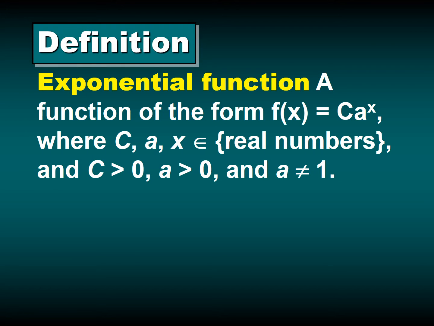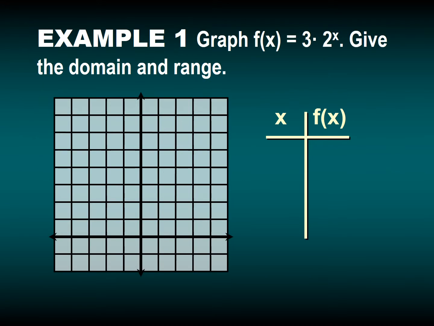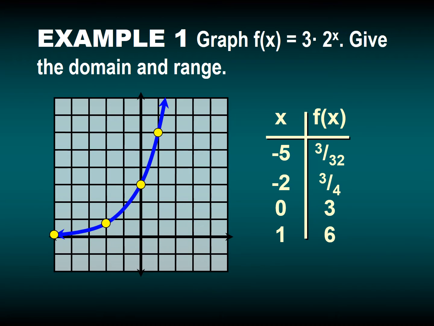So it has the form of this, c times a to the x, where c and a are real numbers, and c has to be bigger than 0, and a has to be bigger than 0, and a cannot be equal to 1. So let's look at a general graph. We're going to graph 3 times 2 to the x power. So we can plot some points. We can also plug it into our graphing calculator and get a rough sketch. And it looks like this.